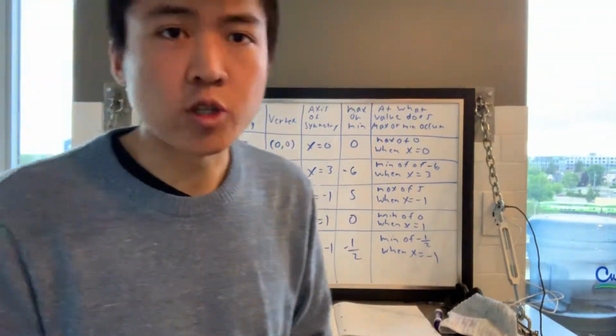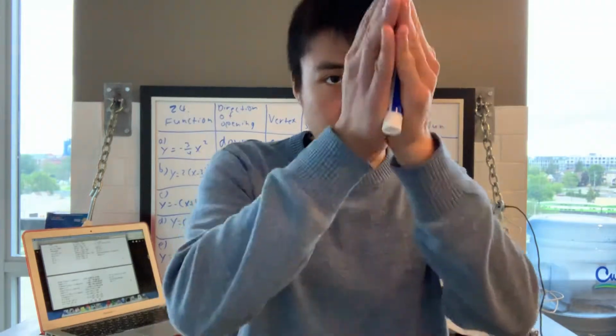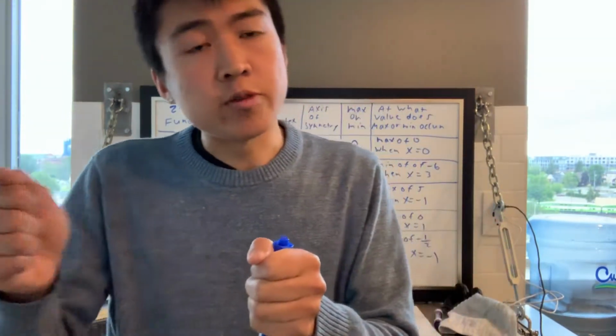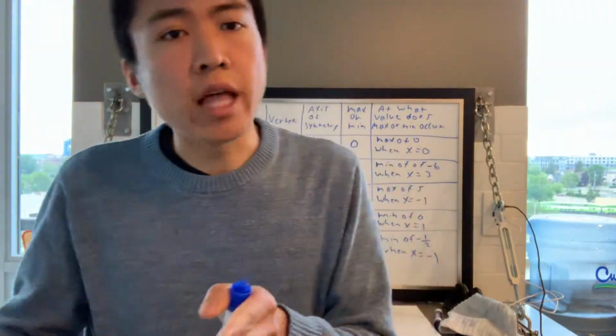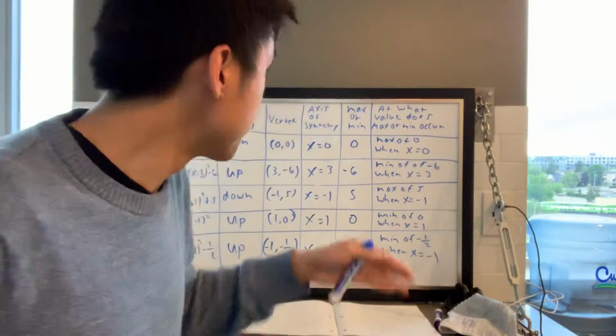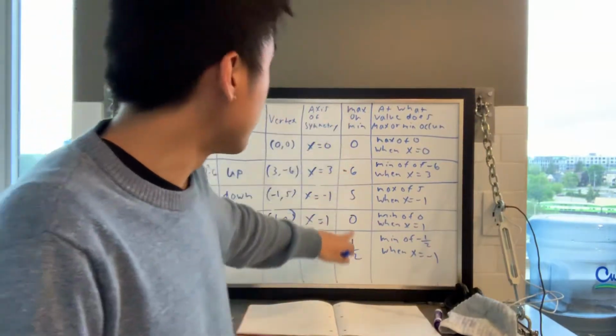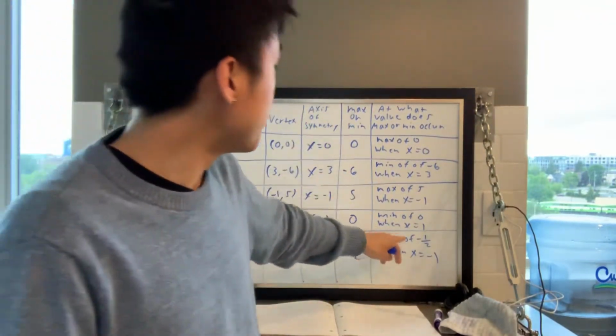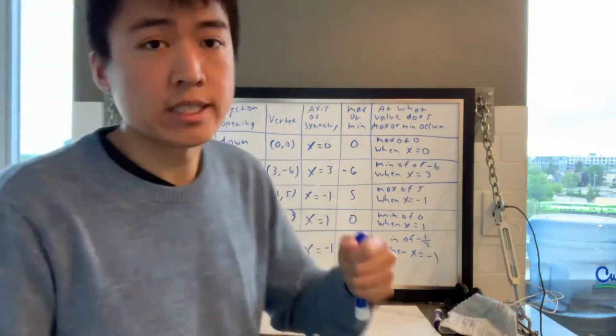But the axis of symmetry, once again, is there because parabolas are symmetrical. If you have a point on a parabola, then because of symmetry from the axis of symmetry, if you go 5 left or 5 right from it, you should get the same y value. So then right here, last but not least, you have it opening up. So it's a minimum of -1/2 when x equals -1.